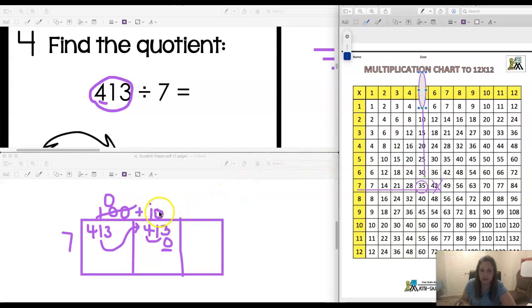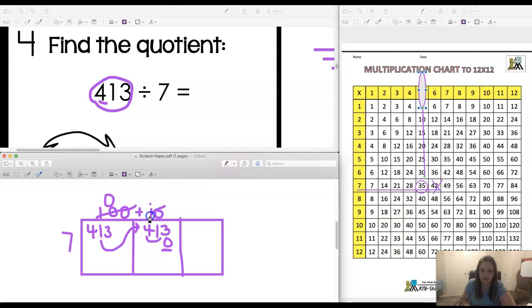So because I'm working in the tens place, it's not going to be 5, it's going to be 50. I already have my 0 here. 5 times 7, as we already saw in our multiplication chart, is 35. So 50 times 7 is 350.